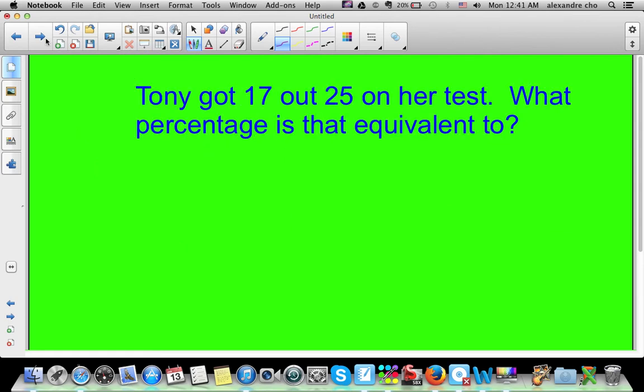A little bit of percents, just in case you forgot. Tony got 17 out of 25 on our test. What percentage is that equivalent to? Remember we talked about that percent proportion? We'll always start like this, and the rest, you start filling it up. On top of the 100 will always be your percent, if given. In this case, it's not given, but it's what we want to find out. So I'll put a question mark, because that's what we want.